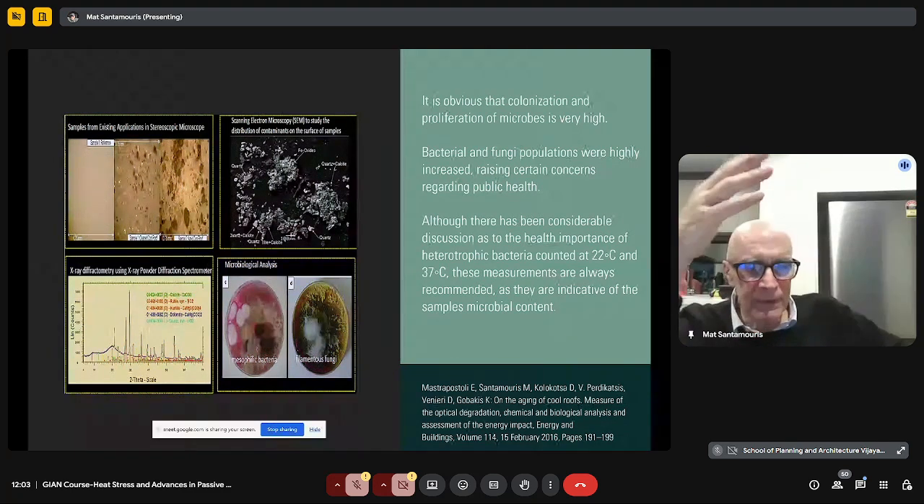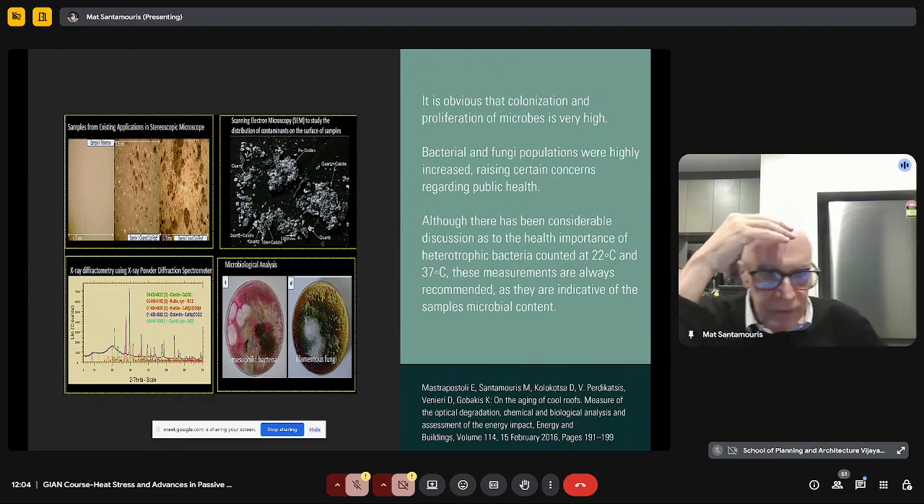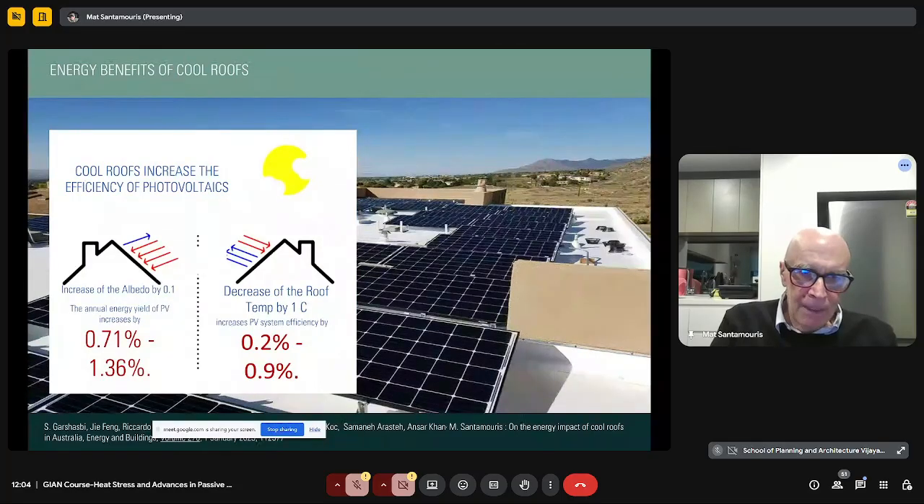So from time to time, for example in India, where unfortunately most of the cities have very high pollution, the cool roofs have to be cleaned with just water, or the material used has to be renewed. It is very important to consider that we may have an optical degradation.